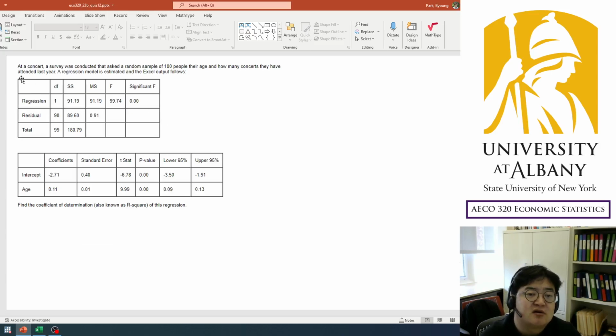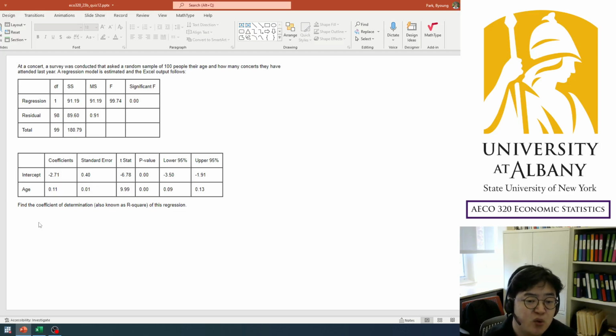Next question. At a concert, a survey was conducted that asked a random sample of 100 people their age and how many concerts they attended last year. A regression model is estimated and the Excel output follows. I would like to explain the number of concerts a person attends using their age. The coefficient is 0.11: one more year older, then they attend 0.11 more concerts.